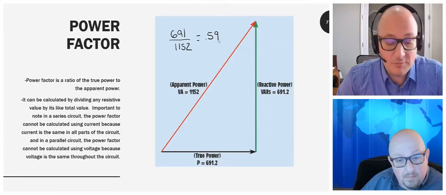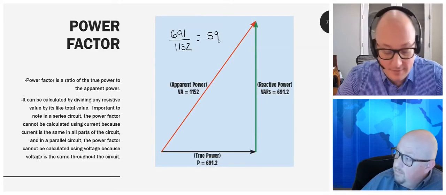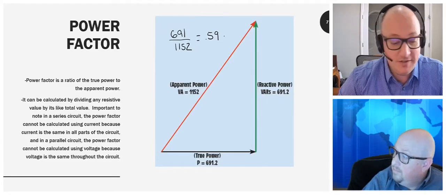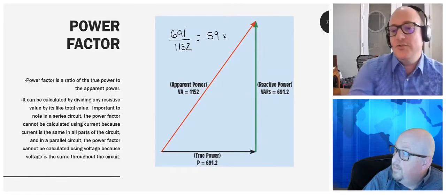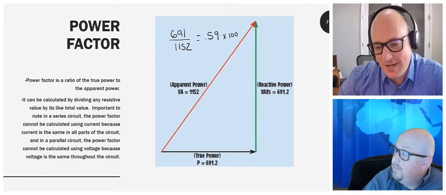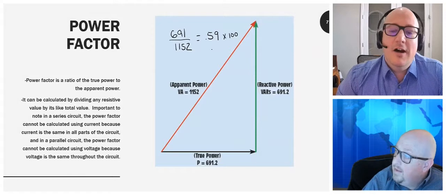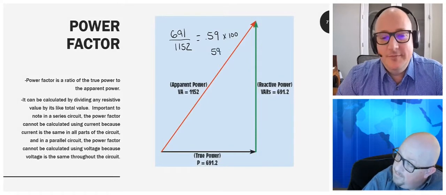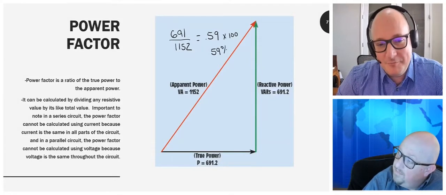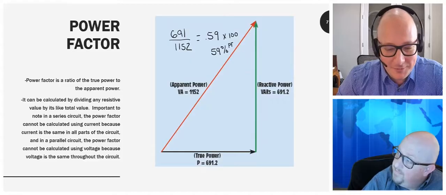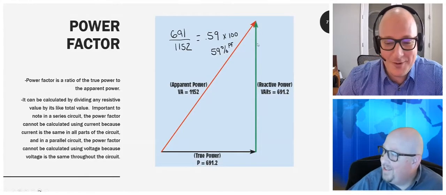Well, you can multiply by 100 to figure out your percentage power factor. The closer we get to 100, the more desirable. So you've got a 59% power factor, which would be considered by most to be undesirable, not where you'd like to be.